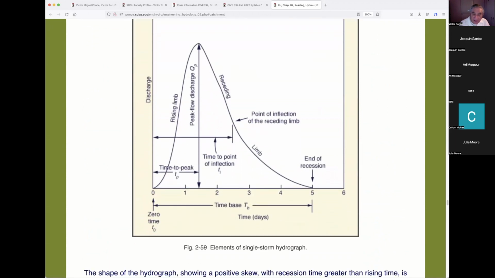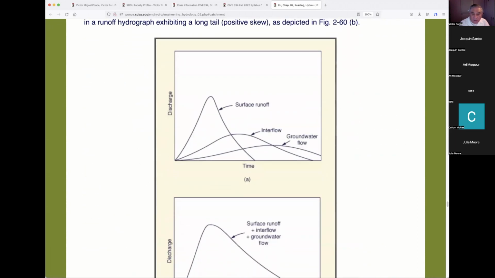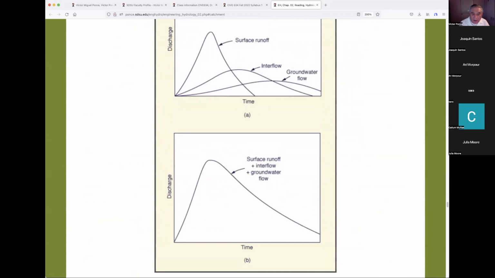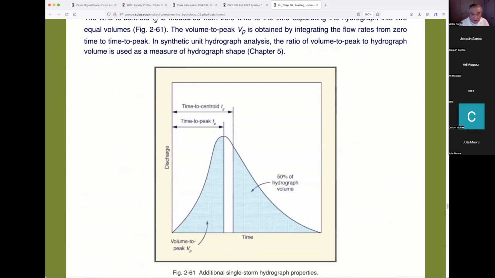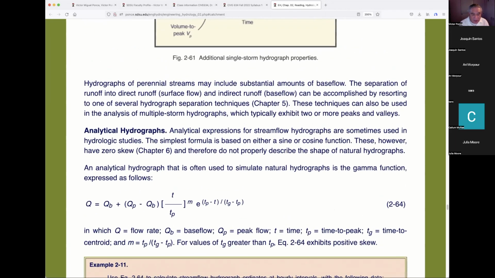Elements of a single hydrograph, these that you can review on your own over here. Components of surface runoff. Now you see surface runoff, interflow, groundwater flow. Once you add them together, you end up with a hydrograph. These 3 components are sinusoids, but by the time they are added together and expressed in a combined fashion, it's not a sinusoid. It looks more like a gamma function. And there's a formula for the gamma function, which is this one.